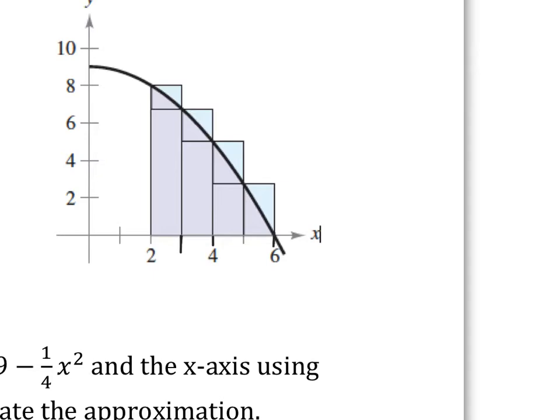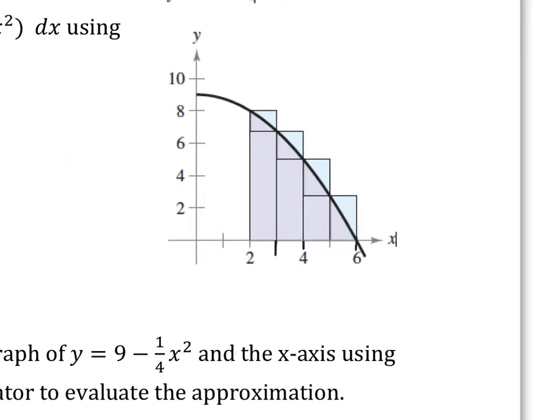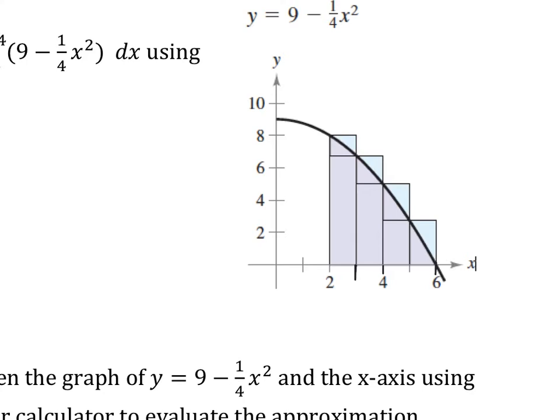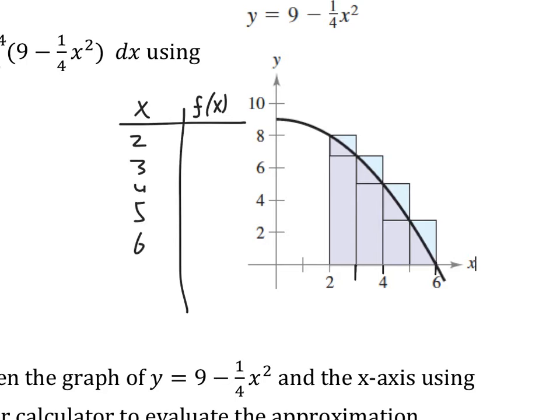A good way to go with these is to take a moment, since we're going to be doing right hand and left hand, also known as upper sum and lower sum, but more generally for the AP test, we'll have right hand and left hand. So let's find the values at 2, 3, 4, 5 and 6. We're using 4 subintervals. Let's find the value of f at each of these.